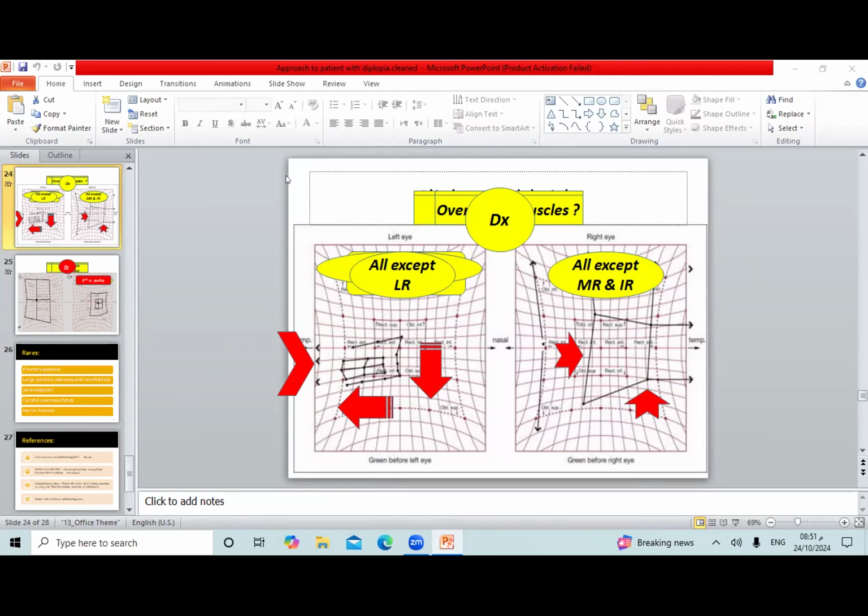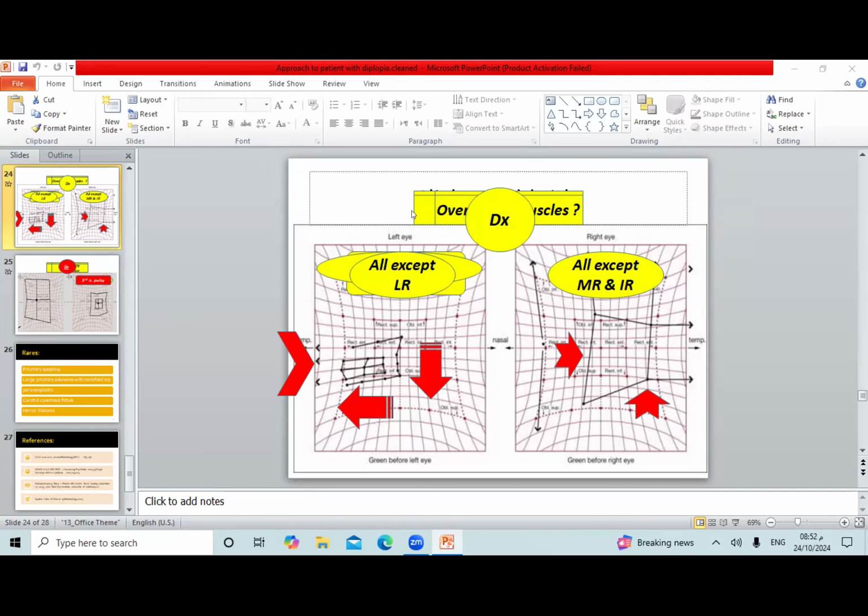The restrictive causes of double vision usually on the Hess chart appear as compressed from both sides. I will show you one example. I think I have a good example about this in another lecture. I'll share it with you. Do you want to share it now or later on? I will just look for it now. Okay, I will try to share it.